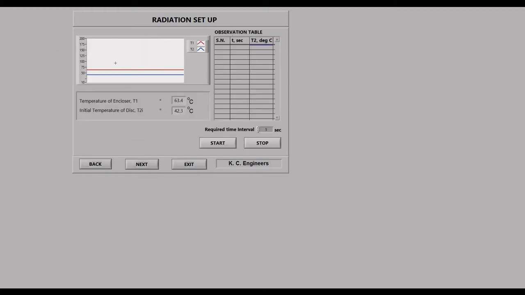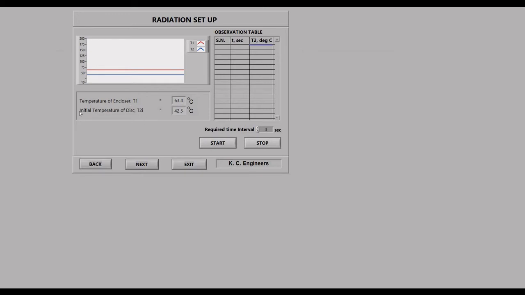This is the observation table. Here it is shown that T1 is the temperature of the enclosure, and this is the initial temperature of the disk. When we start the experiment, you will see the observation table here, with time in seconds and T2, the temperature in degrees Celsius. This is the required time interval, and here you can change the time interval at which you want to take the temperature readings.